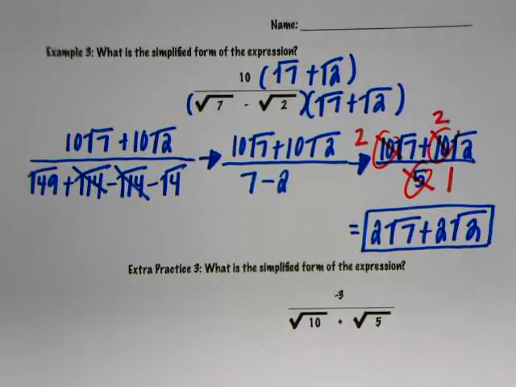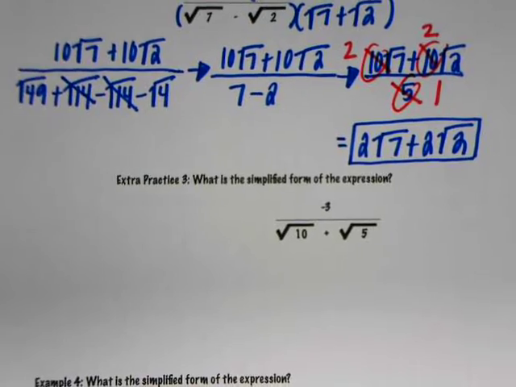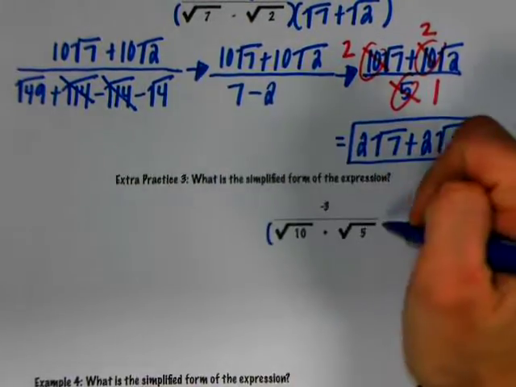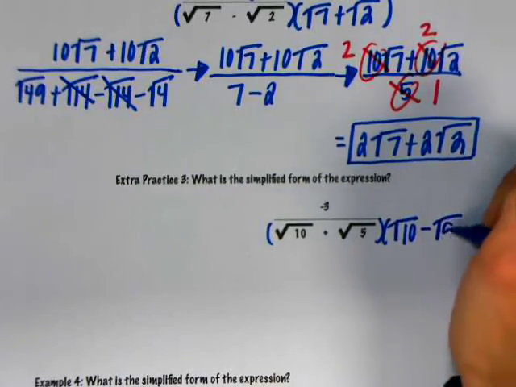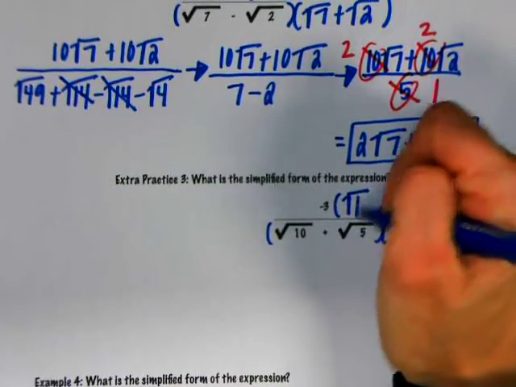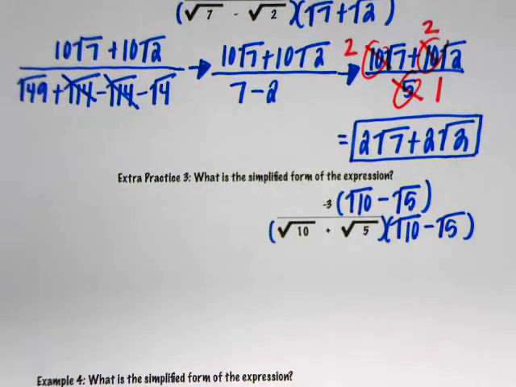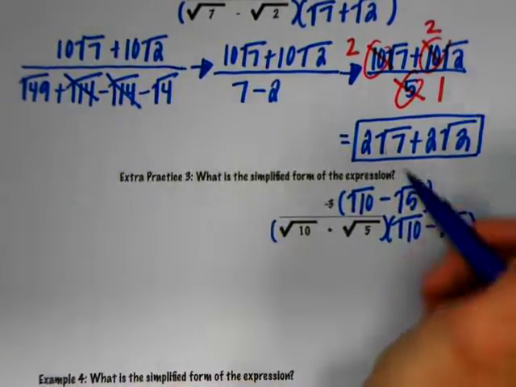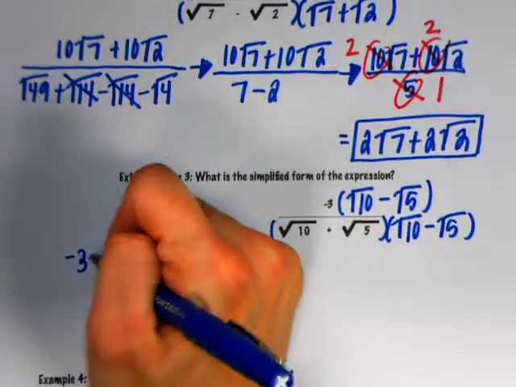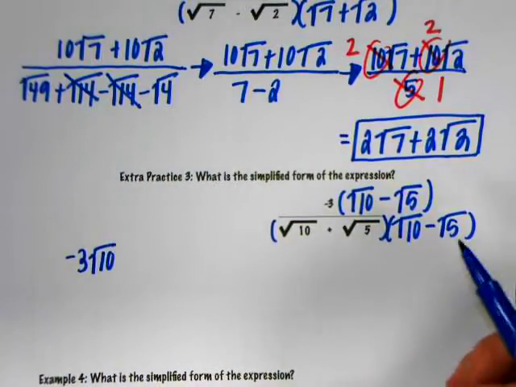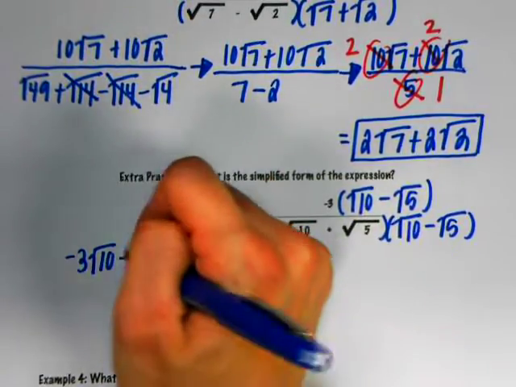All right, for the extra practice, multiply by the conjugate pair of the bottom. So you'll multiply by radical 10 minus radical 5. All right, on the top, distribute the negative 3. Negative 3 times radical 10, negative 3 radical 10. Negative 3 times negative radical 5 is positive 3 radical 5.